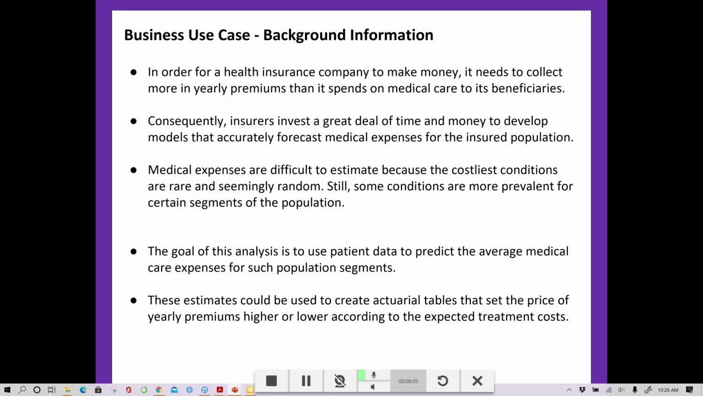The insights that we'll be able to get in this exercise would be very useful in creating actuarial tables, which are used to set the yearly premiums of beneficiaries on a medical plan, whether higher or lower relative to the anticipated treatment cost during the year. So, without any further ado, let us look at the data collection process and what the data collected involves.